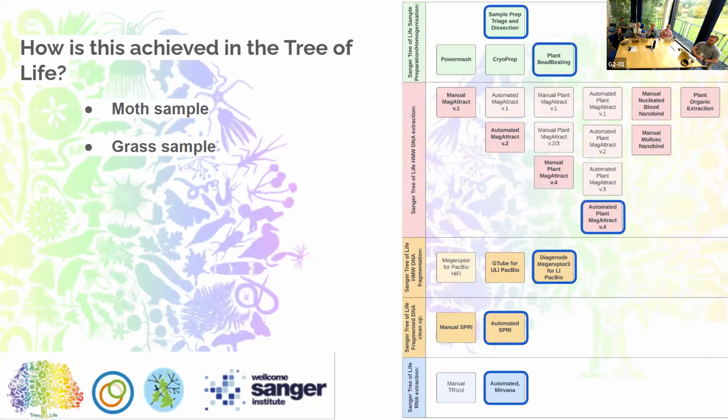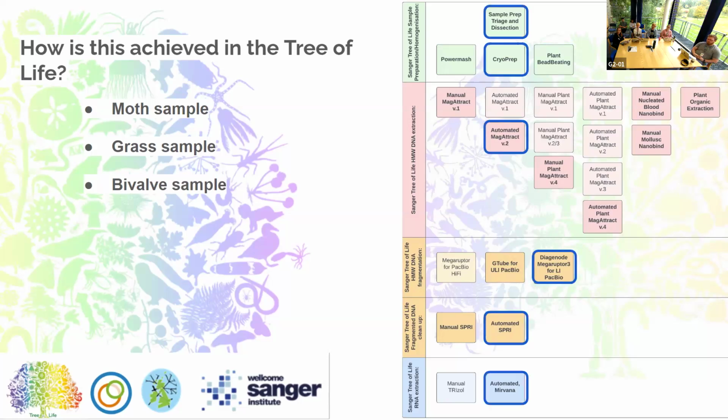Differently for a grass sample, that might go through bead beating rather than power mashing at the homogenization section. It has a different DNA extraction process. So here the automated plant Magattract has been highlighted. But again, looking for Megaruptor fragmentation for a HiFi library.